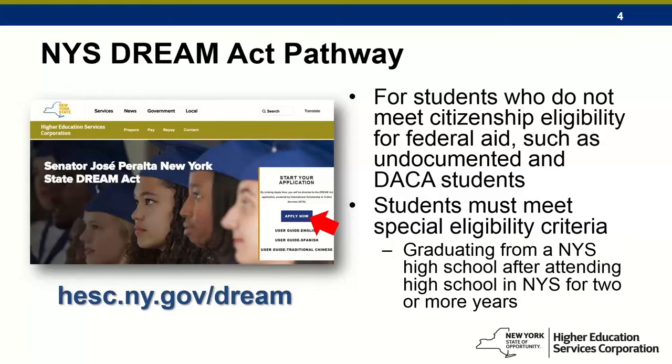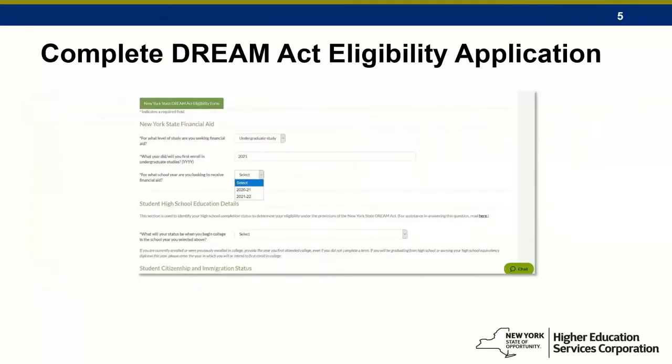You do not need to file FAFSA in order to apply for financial aid through New York State if it's going to be through the New York State DREAM Act application. Within the DREAM Act application itself, they're going to select the appropriate aid year that they're applying for. The first section of the application we call the eligibility application. They first have to demonstrate that they meet the eligibility requirements under the New York State DREAM Act legislation.